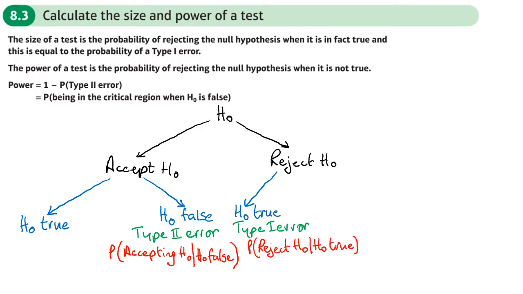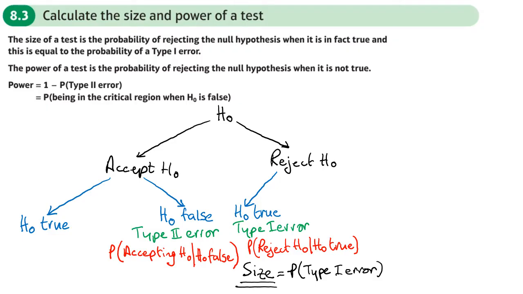Now this is also called the size of a test. So the size of a test is equal to the probability of a type 1 error. So if we work out the probability of a type 1 error, we've worked out what we call the size of a test.